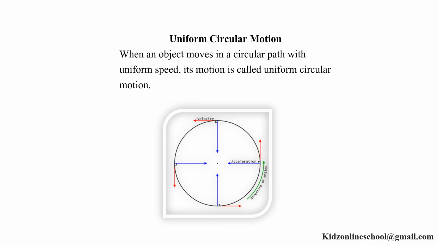Uniform circular motion. When an object moves in a circular path with uniform speed, its motion is called uniform circular motion.